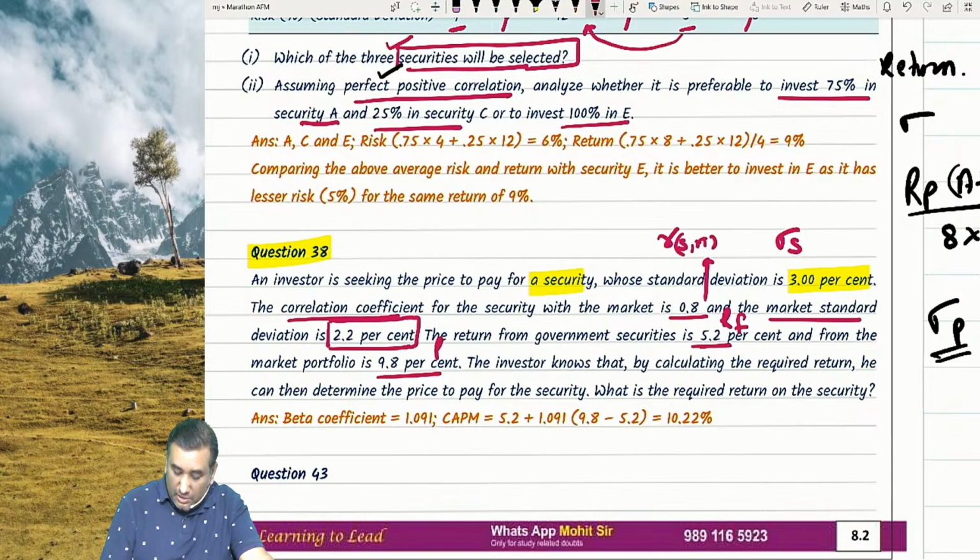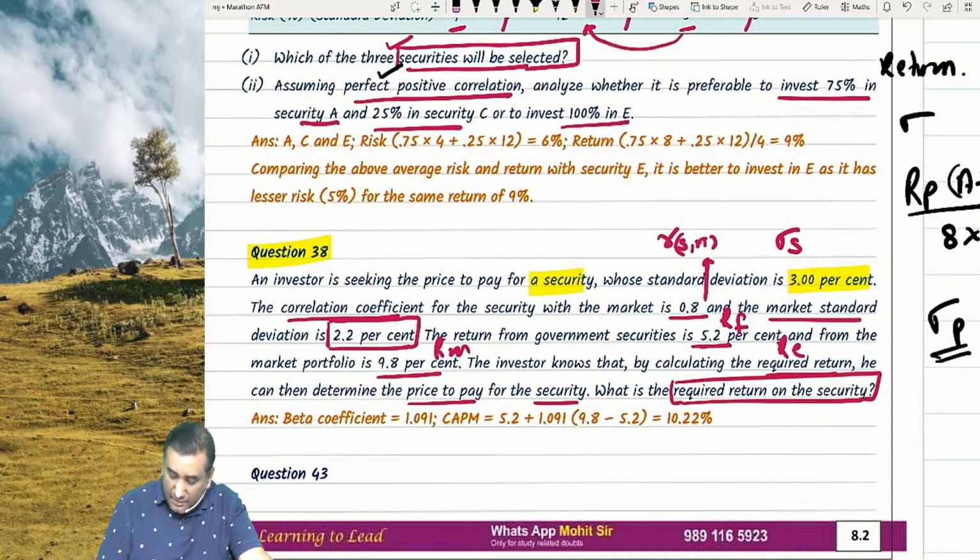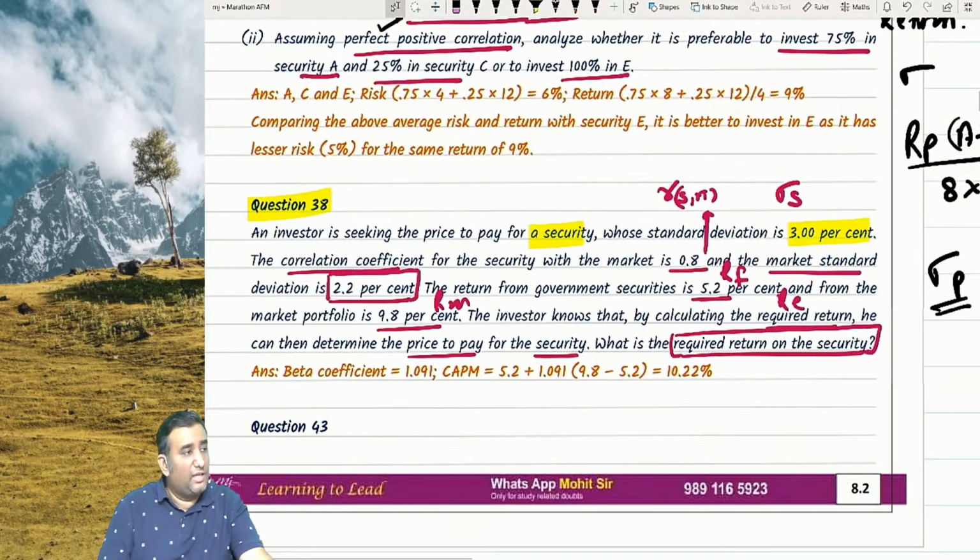Market portfolio RM is given. Investor knows that by calculating the required return RE, he can then determine the price to pay for a security. What is the required return? Actually, since we are in portfolio, the CAPM model, whenever you are given RM, RF, CAPM will apply. Please remember, for the purpose of CAPM, technically what you get is something called RE, required return. Interchangeably you can use KE, you can use ER, but the correct way is RE. In case by chance you go for the interview and then say CAPM will give you what, it has to be the required return RE.